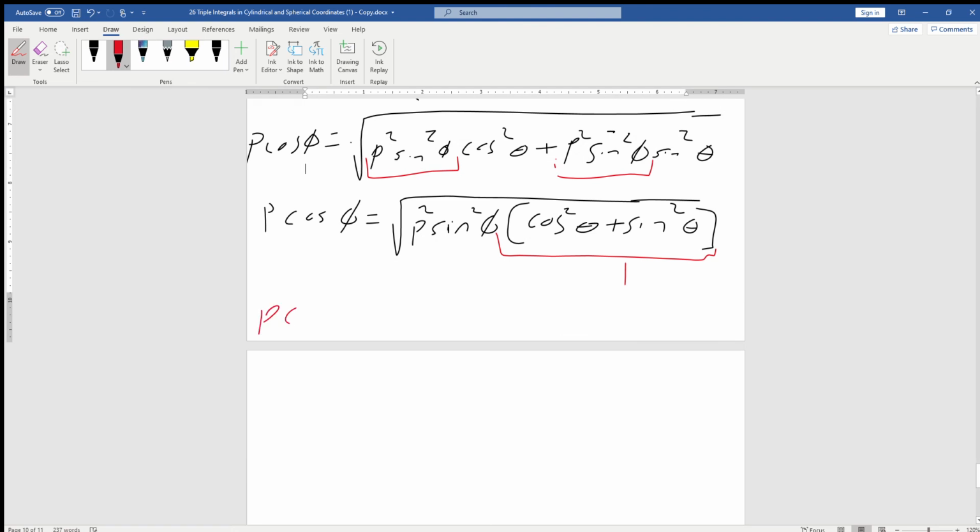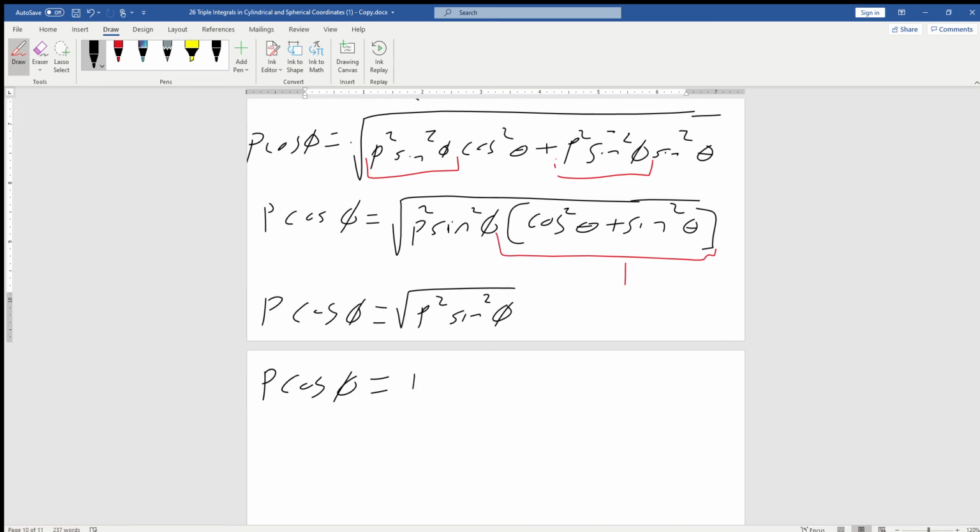Rho cos phi. Let me back it up. I try to utilize different colors for when something has significance. So rho cos phi is equal to the square root of rho squared sine squared phi. Or in other words, rho cos phi is equal to rho sine phi. Now we're trying to solve for phi.